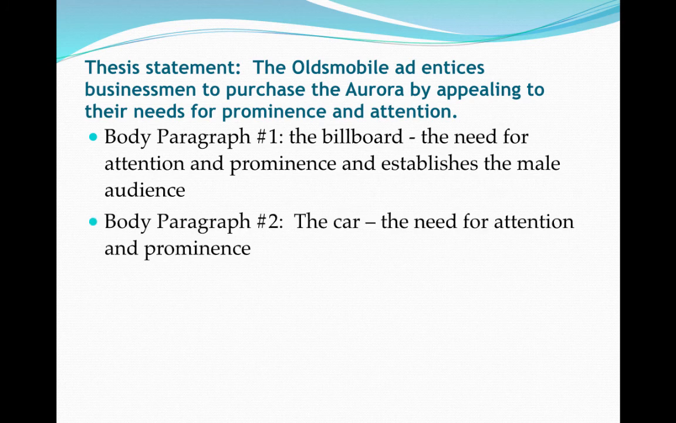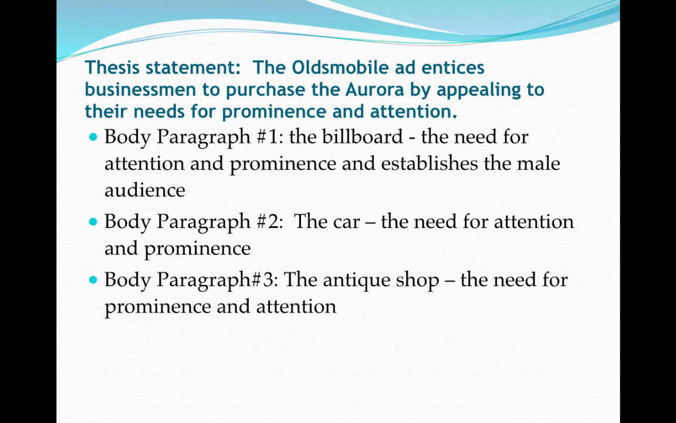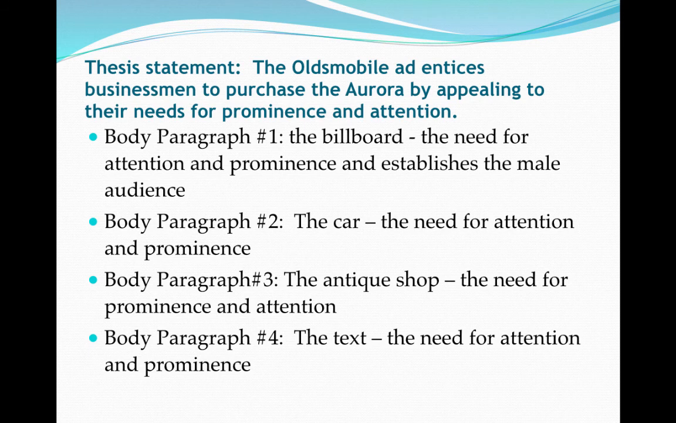My next body paragraph is going to discuss the car and how it relates to the need for attention and prominence. Do you see how that clearly relates to my thesis and falls under its umbrella? Body paragraph 3 is going to be the antique shop, the need for prominence and attention. I'm going to describe that antique shop, everything about it, and how it relates back to the need for prominence and attention. And then body paragraph 4, I'm going to talk about the text, all the writing in the ad. The word allure, when they describe the car and say it has carved haunches. The name of the car, Aurora, and how that relates to the need for attention and prominence.